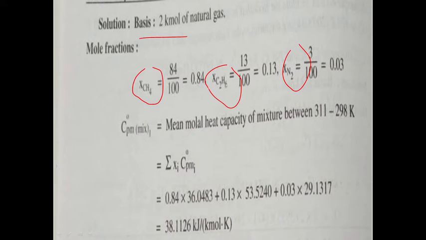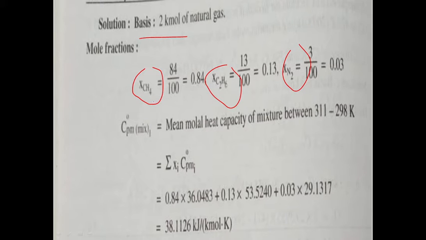Okay. So the mole fraction formula: individual mole divided by total mole. Here how will you identify the individual mole value? In the problem itself, mole percentages are given: 84% methane, 13% ethane, 3% nitrogen. Percentages are directly taken as kilomole.